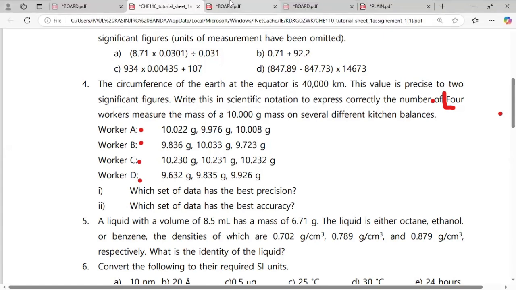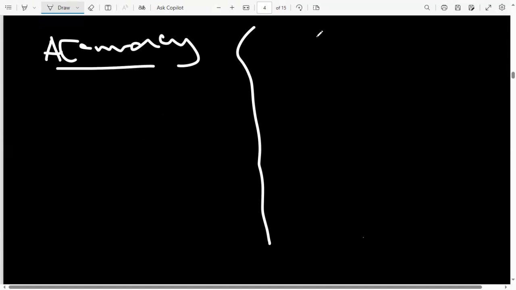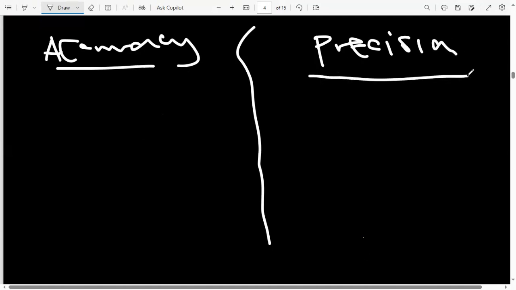Okay, so let me write the words here. Accuracy, and then on the other side, I'm going to have precision. Okay, so anyone who knows their definitions, what is accuracy and what is precision? Anyone? Anyone who knows what is accuracy, what is precision? No one knows, guys.